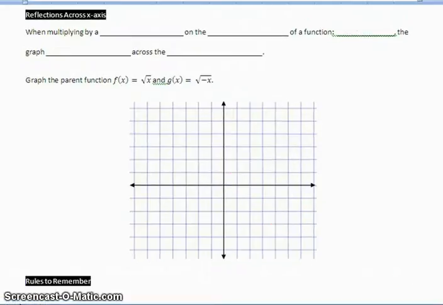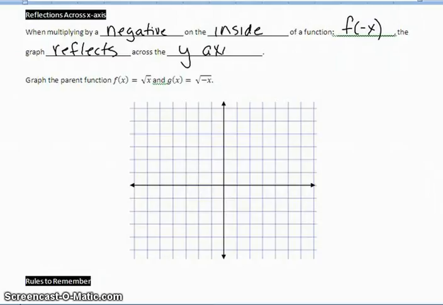When we have a negative multiplied inside a function, it's going to be f of negative x. The graph reflects or flips over the y-axis. Once again, we have two functions to graph.